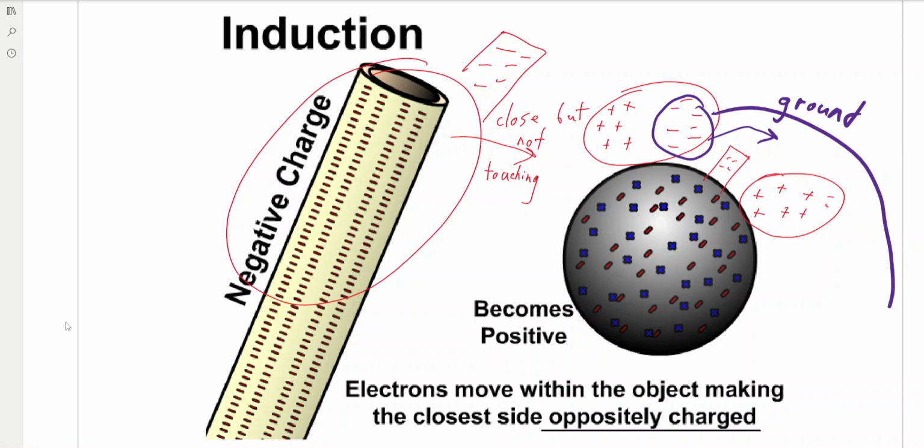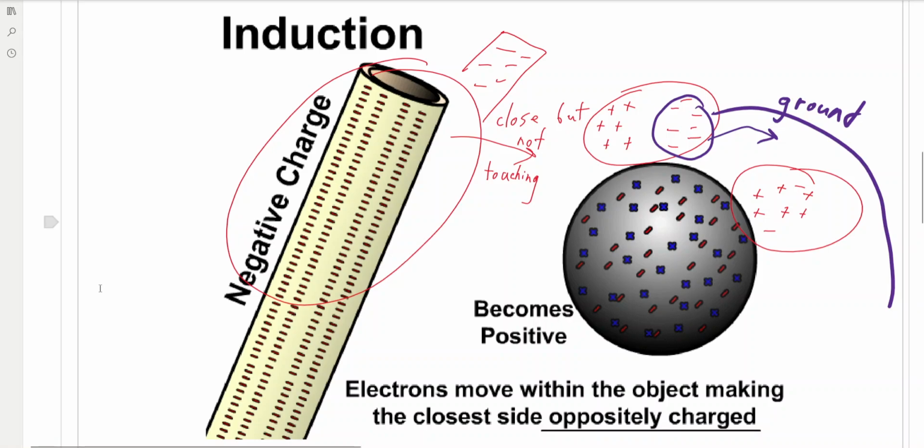And then you remove this entirely as well, and now you're left with an overall positive charge. There might be a couple negatives left over, but overall it's positive. Okay, and that's by using induction. So we bring it close, but don't touch, and then we ground it.